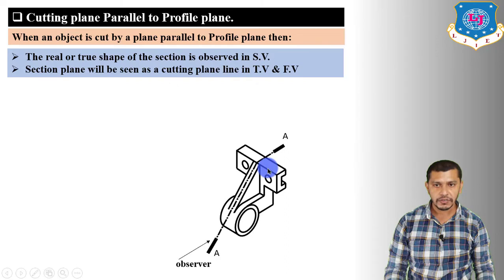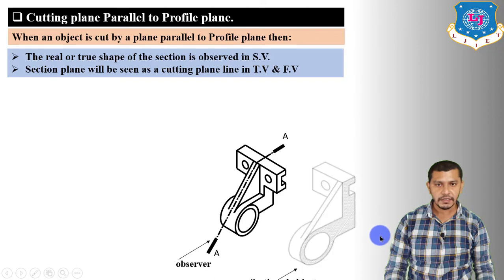So now we have to cut this object by using a cutting plane which is parallel to profile plane. Right now the observer is over here, so now we have to take the section of this object by using a cutting plane which is parallel to profile plane. So the section will be generated in the right hand side view. We will observe the front view from this direction, so this will be our right hand side view, and from the top we will get the top view.